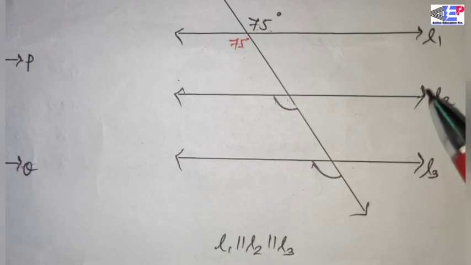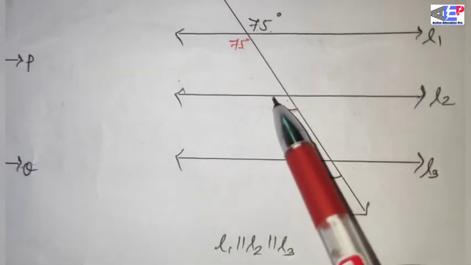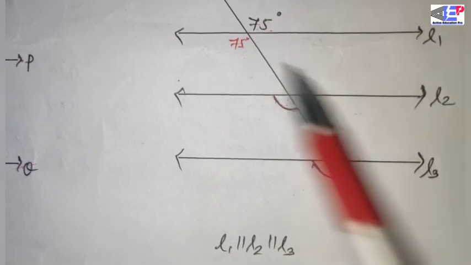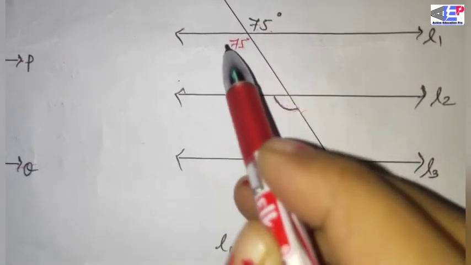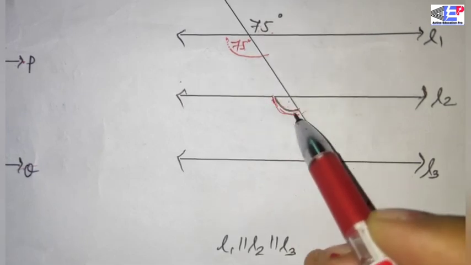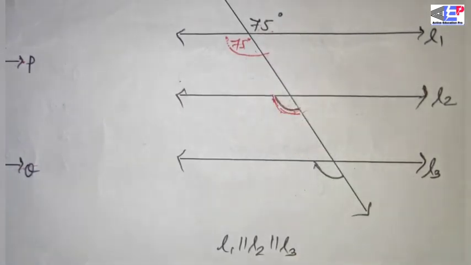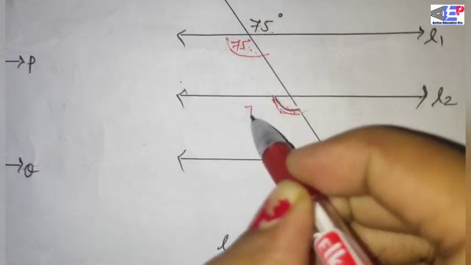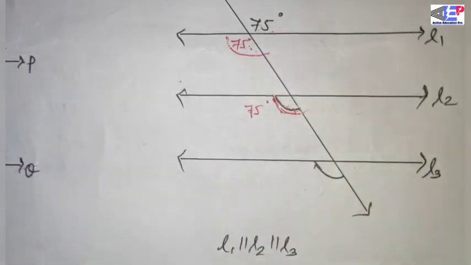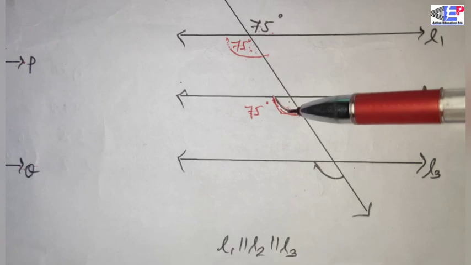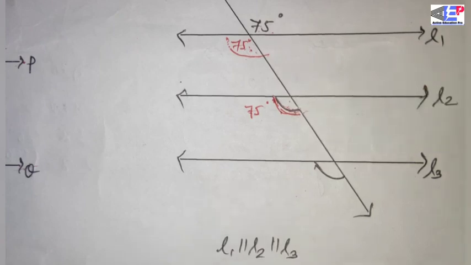Now L1 is parallel to L2. First find this angle. L1 and L2 are parallel to each other and this is a transversal line. So now this angle is equal to this angle. Why? Because these are corresponding angles, 75 and also 75. Again I repeat, the L1 line is parallel to the L2 line and this is a transversal line, and this angle corresponds to this angle because these form the structure of the English capital F.